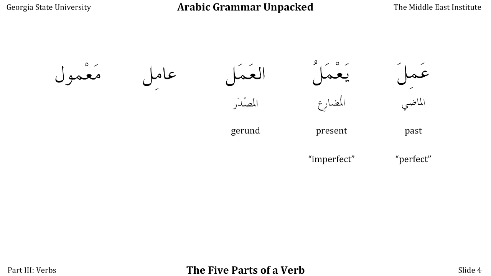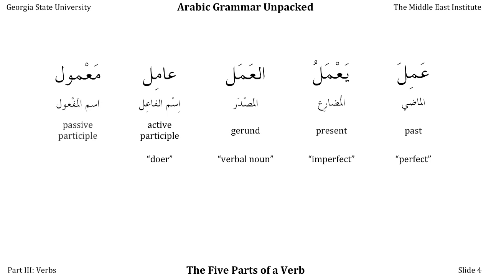Al-amal, the masdar or gerund, is sometimes called the verbal noun in al-Kitaab, the act of doing that particular thing. Amil, the ism fa'il, which is the active participle or the doer of that action, and ma'mul, ism al-maf'ul, the passive participle or the done to of this action. This lesson will concentrate on the past tense.